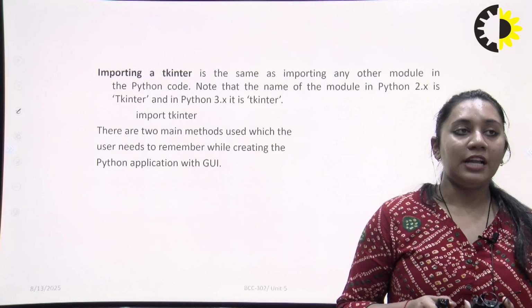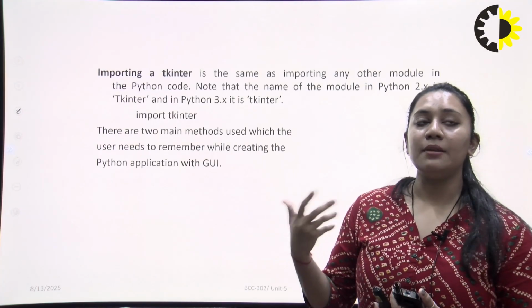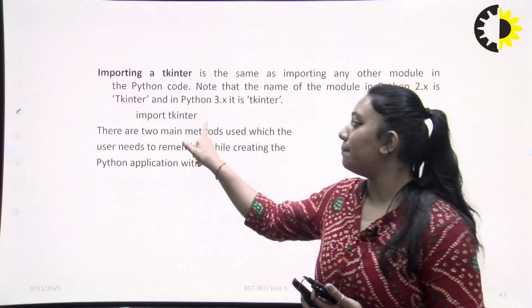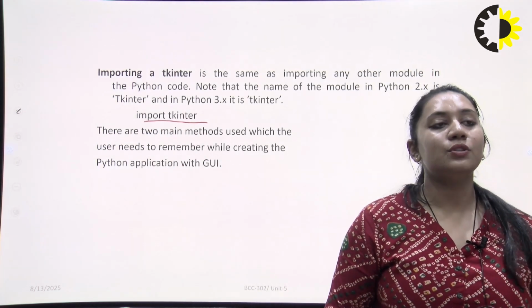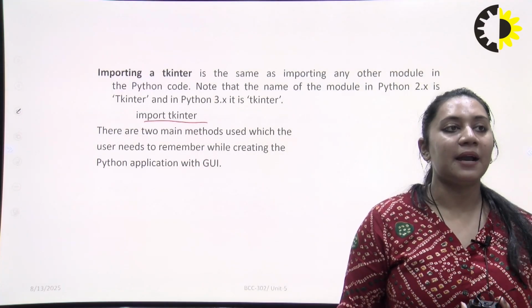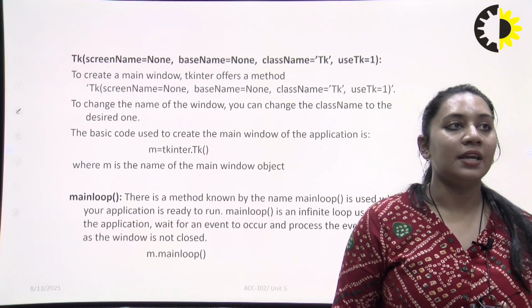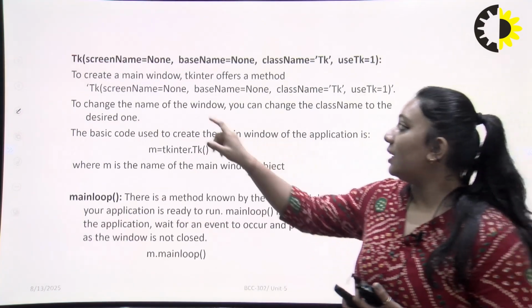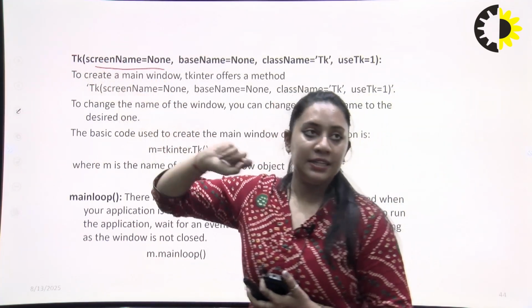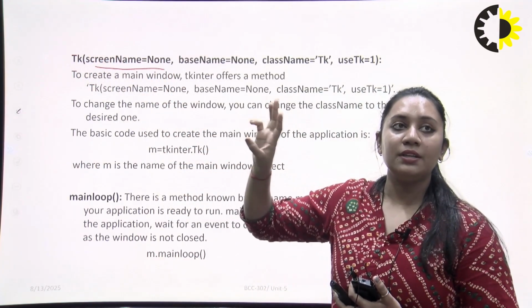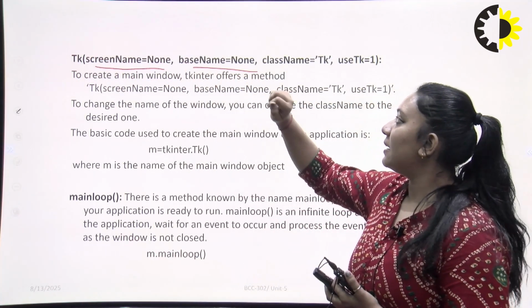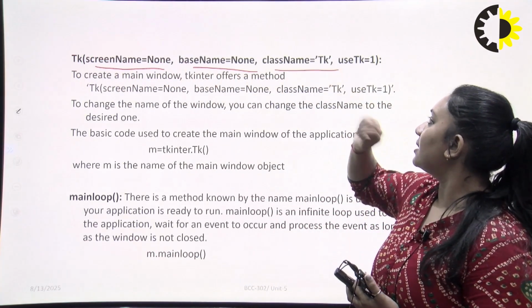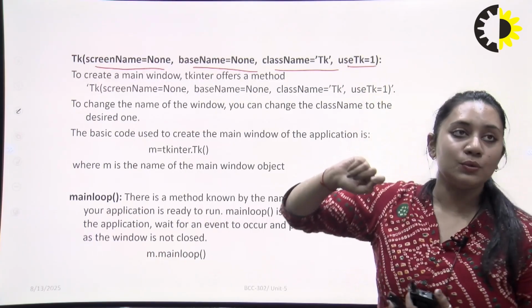So you can import tkinter by using import tkinter as tk. There are two main methods to remember when creating a Python application in GUI. The tkinter package holds four different types of values: number one is screen name, number two is base name, number three is class name, and number four is use name, right?